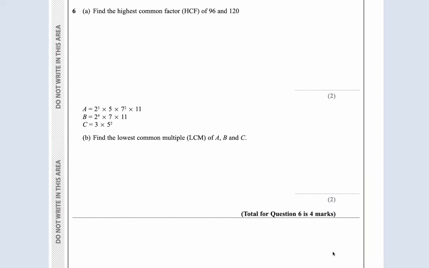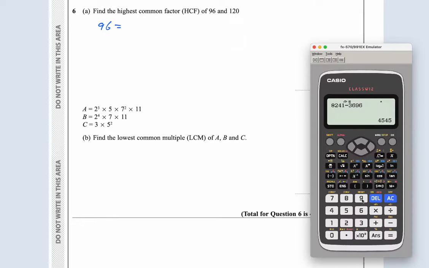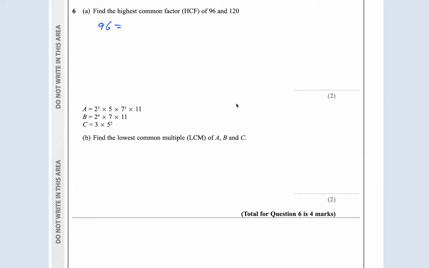Question 6a. Find the highest common factor of 96 and 120. So, guys, you could probably maybe figure this out in your head. I'm going to do it like this. 96 equals, this gives me the prime factors. It's 2 to the 5 times 3.